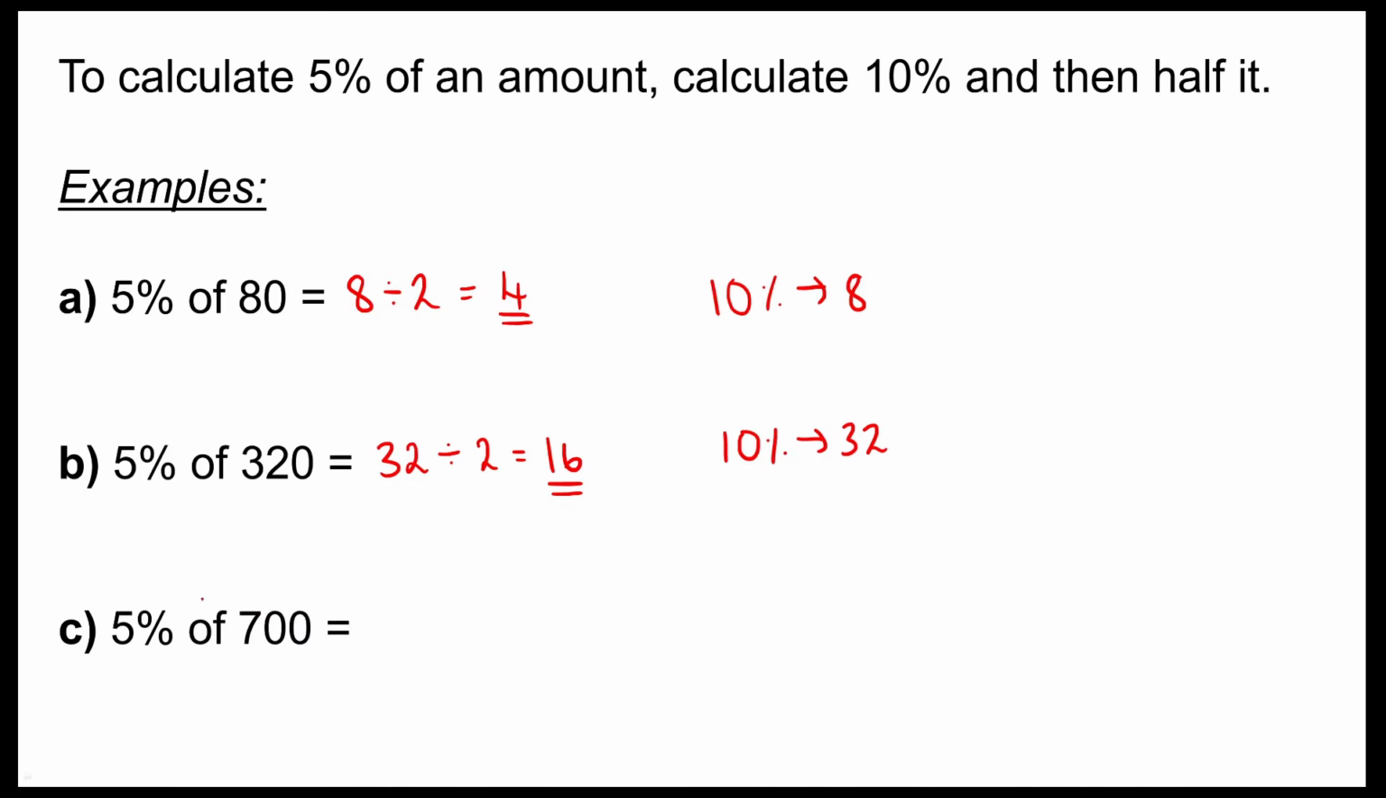And lastly, 5% of 700. I know that 10% is 700 divided by 10, which is 70. Therefore, 5% is half of that, which is 70 divided by 2, 35.